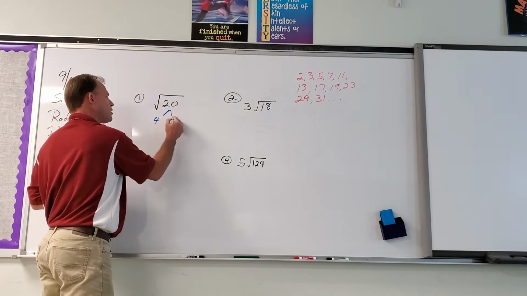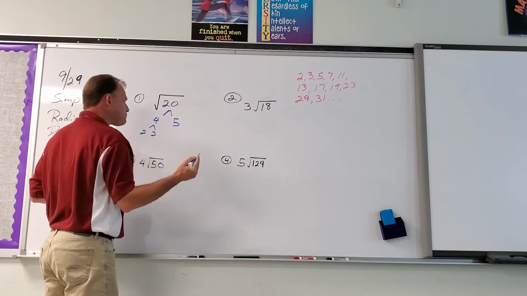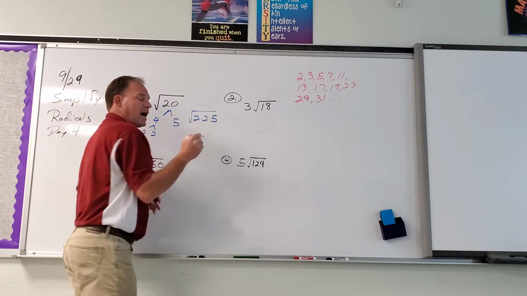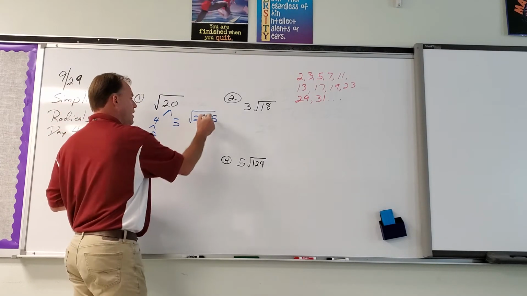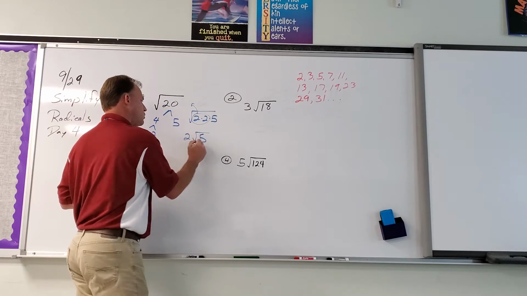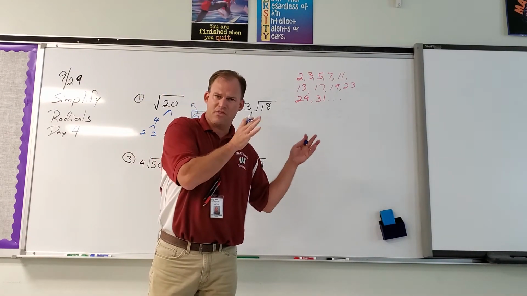20 is 4 times 5. 4 is 2 times 2. So this is 2, 2, 5. So when you have a pair of numbers inside the radical, we put them together and take them out. 2 root 5. So now, what happens if there's something already there?